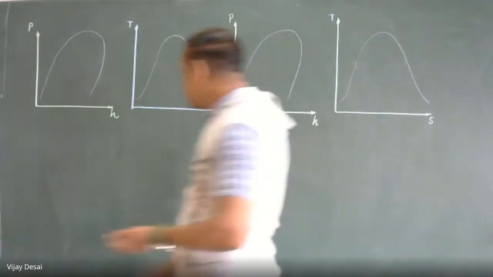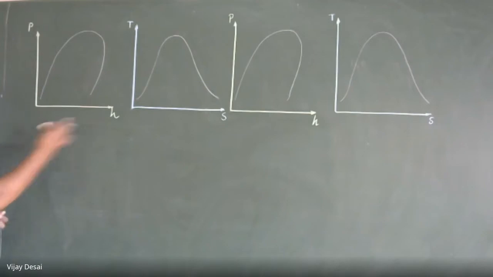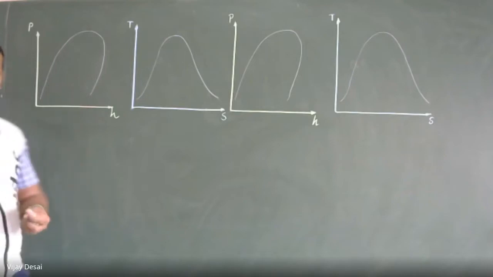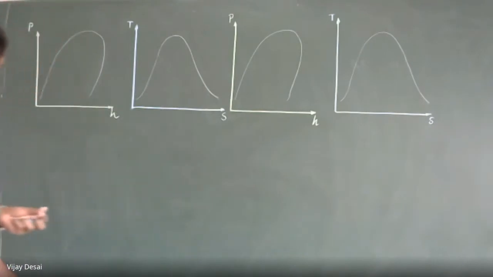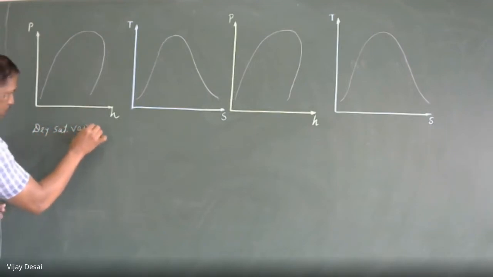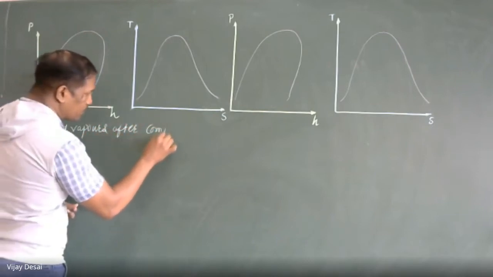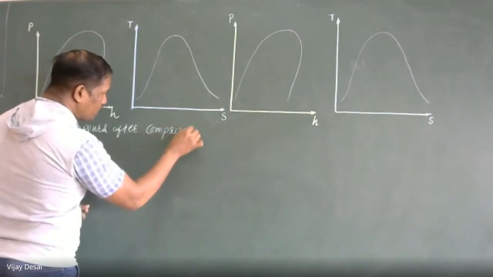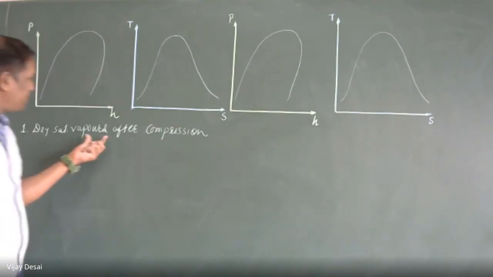So first condition, when in the VCC cycle, the outcome of the compressor is dry saturated vapors. So dry saturated vapors after compression. So first condition is dry saturated vapors after compression.